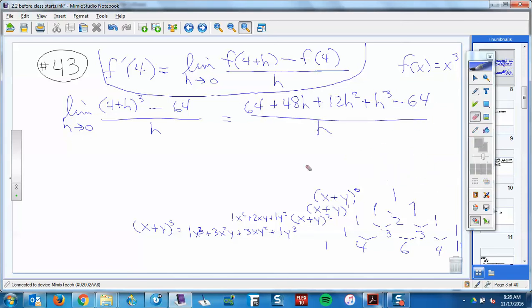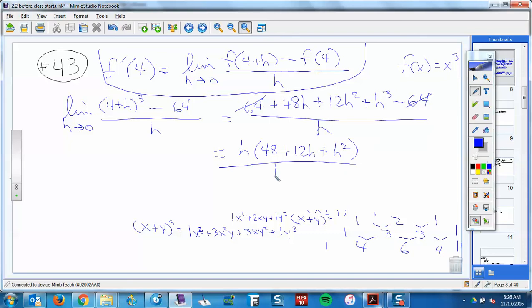Okay, let me get rid of this. All right, so we go there. The 64s cancel, like we said. We end up with, we can take out an h, can't we? So we can take out an h. We end up with 48 plus 12h plus h squared all over h. The h's cancel. Now we can let h go to 0. When h goes to 0, what do we get? 48, right? Because this will go away and this will go away, right? There you go. Okay? So, again, you're going to need to be able to do this without a calculator.